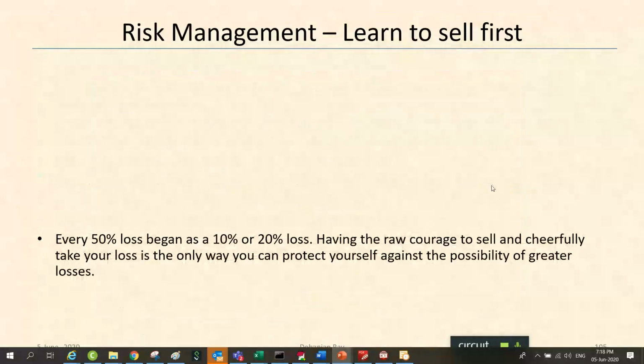Every 50% loss will begin with a 10% or 20% fall. So there will be a signal to you, hey, the price is falling down. In one day, it will not go to 50%. And at some point, what would be the ideal point? I typically keep 8% from the point where you have bought the stock. And if it falls further, the signals are very, very strong to get out of the stock. Then I have to acknowledge the loss and get out.